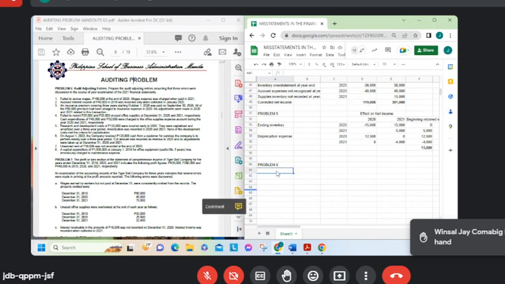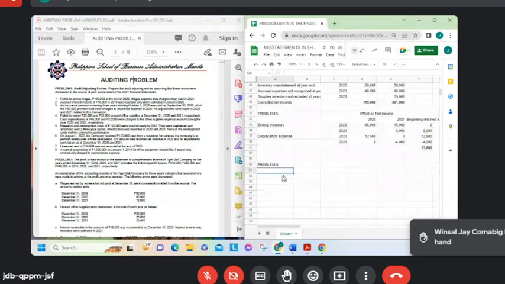Okay, so let's go to problem number 6. This is the audit adjusting entries to be made if we have noted errors. So prepare the audit adjusting entries, assuming that these errors were discovered in the course of your examination of the 2021 financial statements. So we're going to create the adjusting entries.